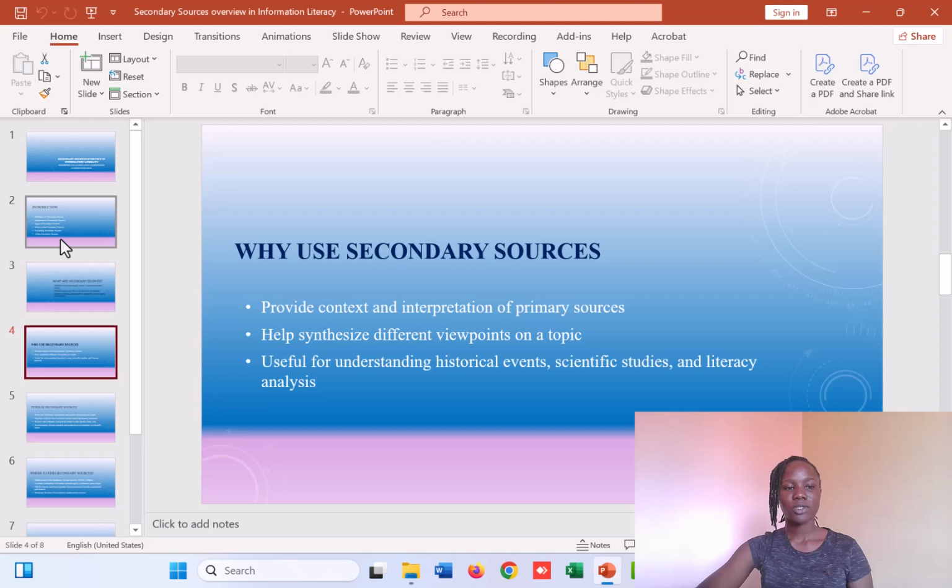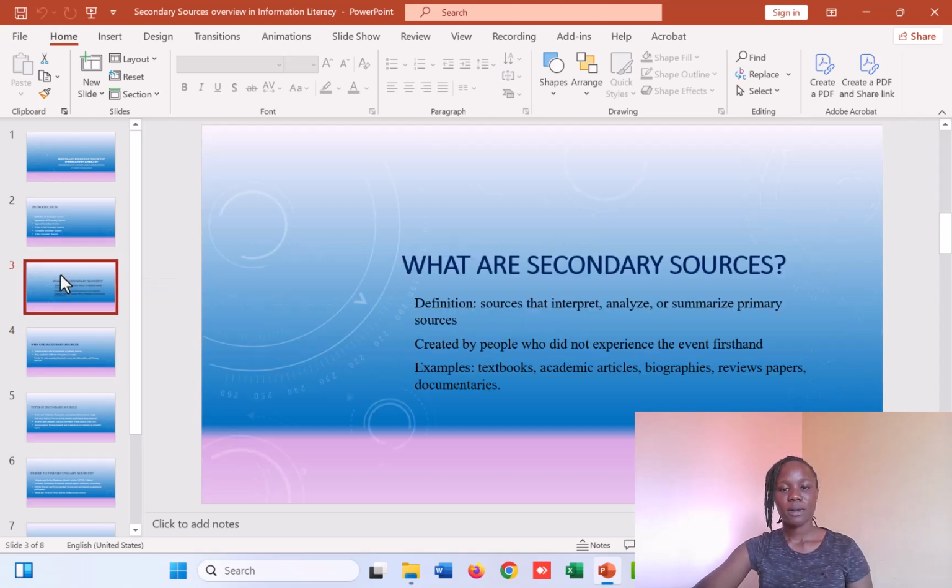We see that secondary sources are sources that interpret, analyze, and summarize primary sources. They are created by people who did not experience the event firsthand, and they include examples like textbooks, academic articles, biographies, review papers, and documentaries.